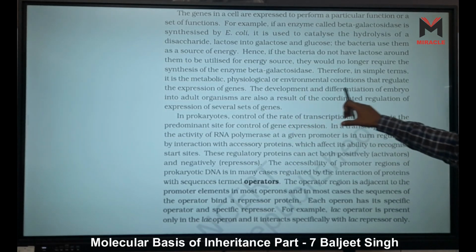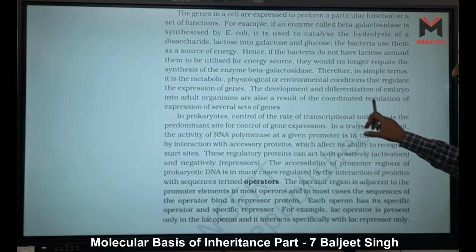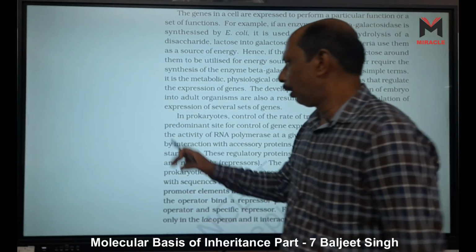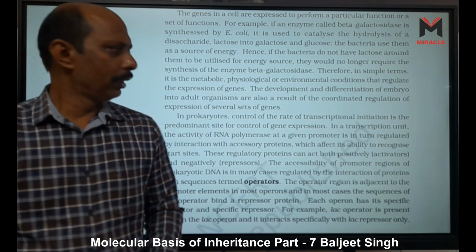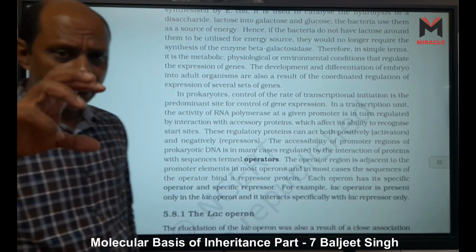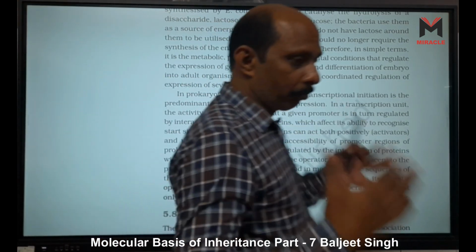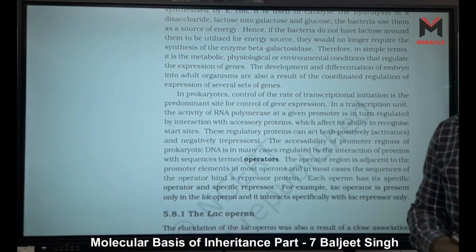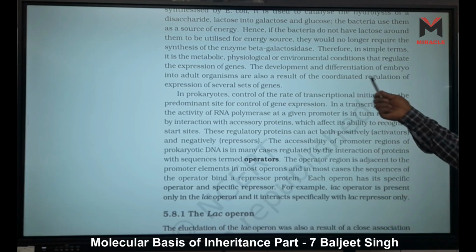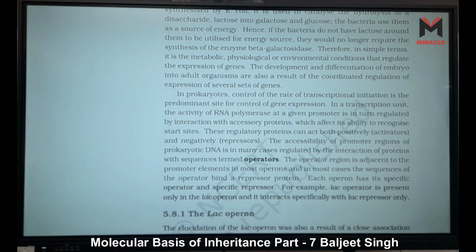The development and differentiation of an embryo into an adult organism are also a result of coordinated regulation of expression of several sets of genes. A single zygote forms a complex multicellular structure. That is also an example of coordinated regulation of expression of different sets of genes.